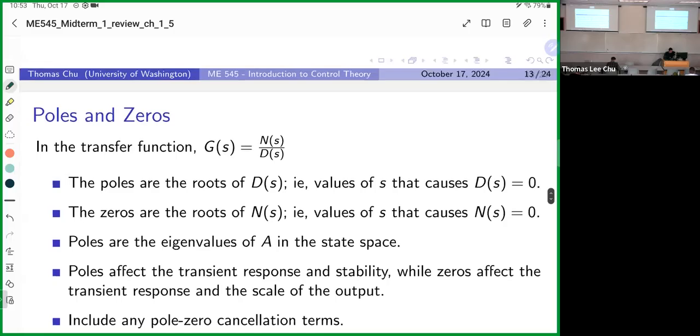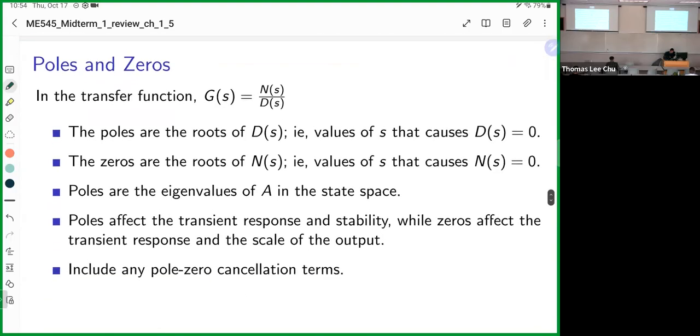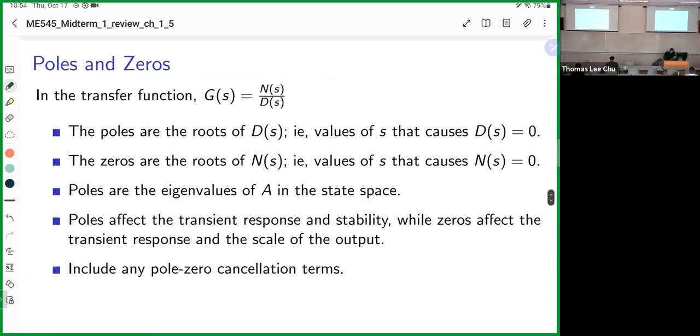Next, we're going to talk about poles and zeros. Poles and zeros are defined using the transfer function, where poles are the roots of d of s, in other words, values of s that cause d of s to equal 0. Basically, these are also the eigenvalues of A. You can find the poles by solving the determinant of sI minus A equal to 0.